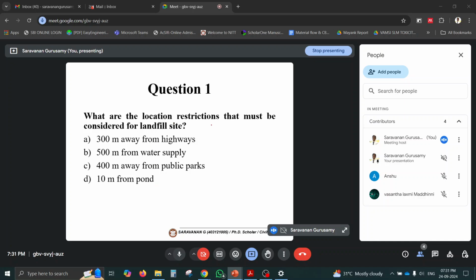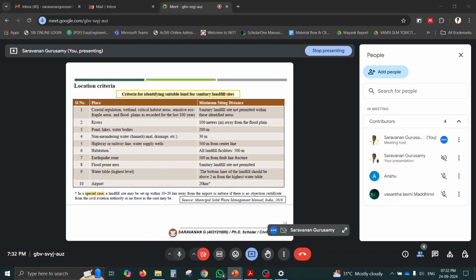Again, the location restriction for the landfill site should be around 500 meter from the water supply. It is very important. Water supply in the sense water supply wells or the surface water body, it should be 500 meter away.